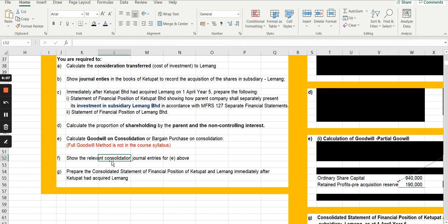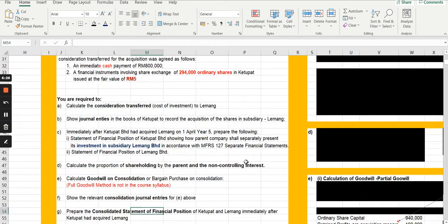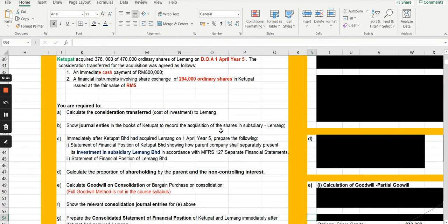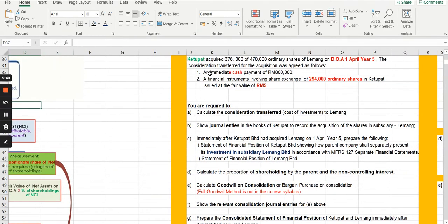Relevant consolidation journal entries. This is also our focus, to prepare the journal. And lastly is the consolidated statement of financial position, the statement that combines the results of the subsidiary and the parent. Okay, let's look at what we have here. The first thing is to calculate the consideration transferred. The consideration transferred is actually given in this information here.